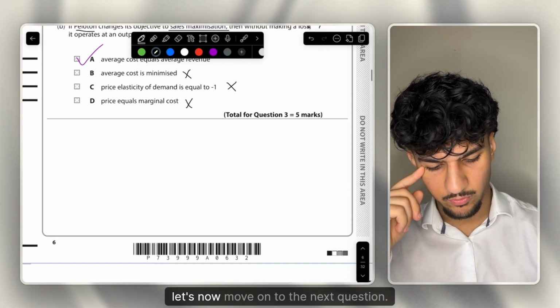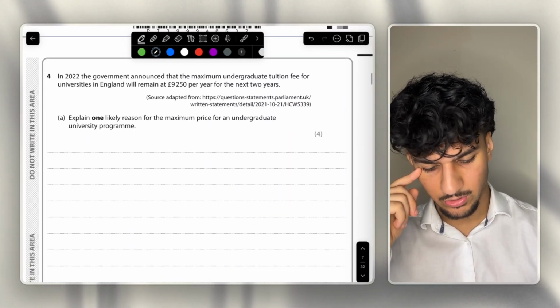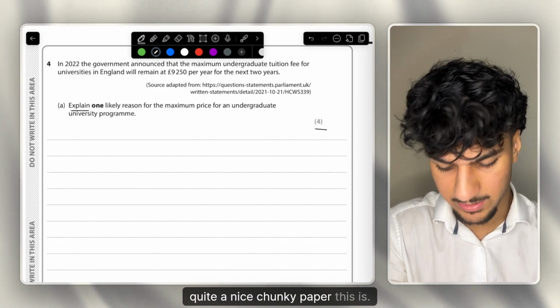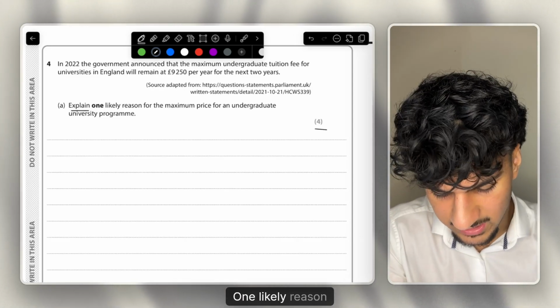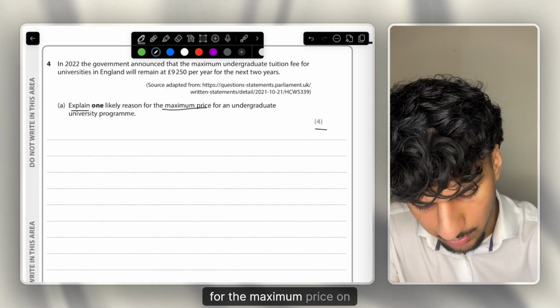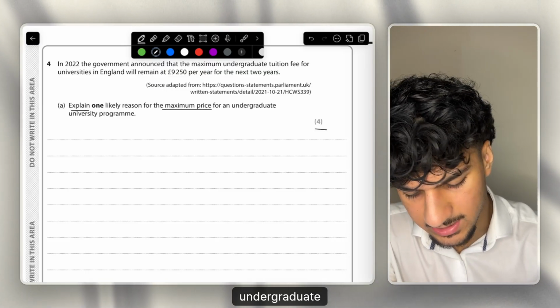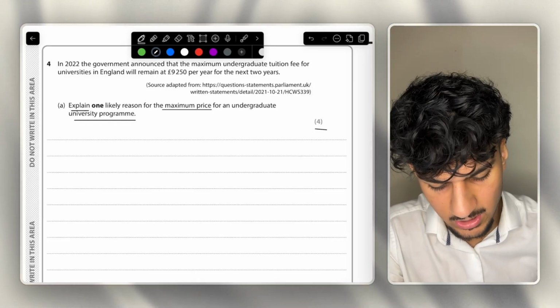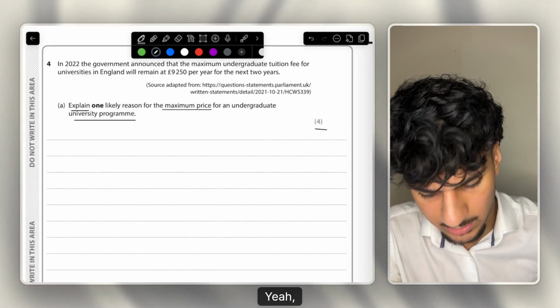But yeah, anyway, let's now move on to the next question. So another 4-mark question, another explain question. It's quite a nice chunky paper this is. So explain one likely reason for the maximum price on undergraduate university programs. So essentially the maximum price on tuition fees, I think, yeah, it's mentioning.